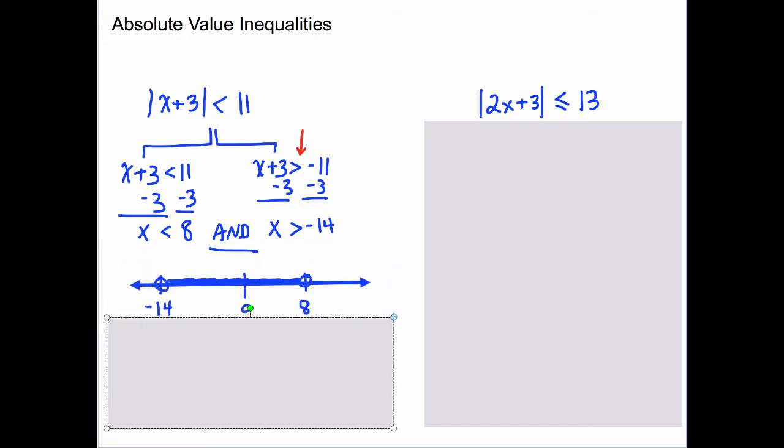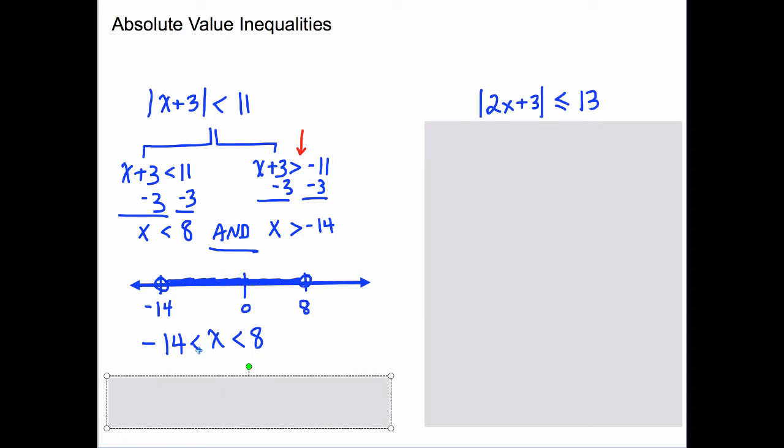If we were to graph these on a number line, we would want all of the numbers that are both less than 8 and greater than negative 14. So that's all the numbers here in the middle. Now, we can also write inequalities this way. This is another way of writing all of the numbers between negative 14 and 8.